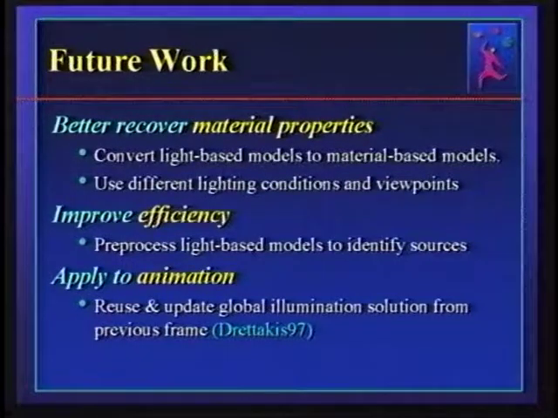These are global illumination calculations, so they're not particularly efficient by default. One way to do that would be to pre-process the light-based model to figure out where the concentrated sources of light are, so that you can simulate those in a forward rather than a backward manner. And lastly, we'd like to apply this to animation to get efficient results, using the results of this solution on one frame to drive the computation for the next frame instead of computing the entire illumination solution from scratch. There's some related work by Debevec, '97, in which he showed for diffuse scenes a way in which this can be done very efficiently.